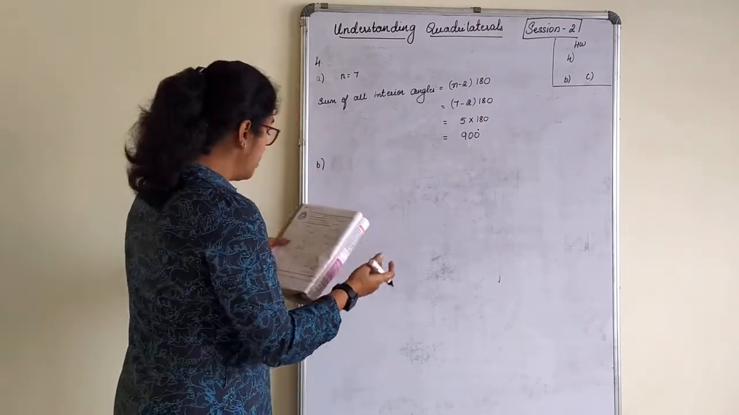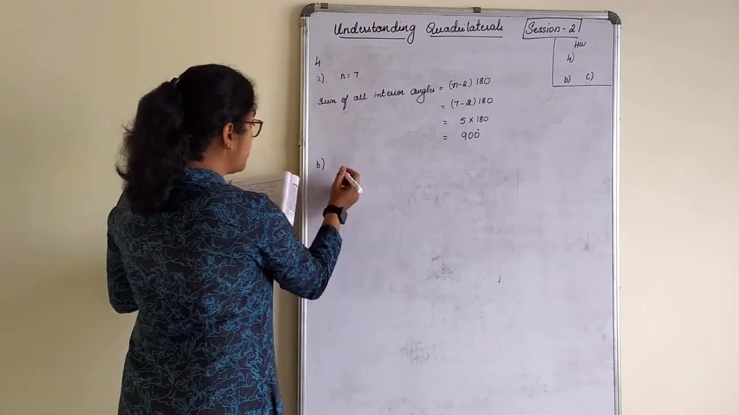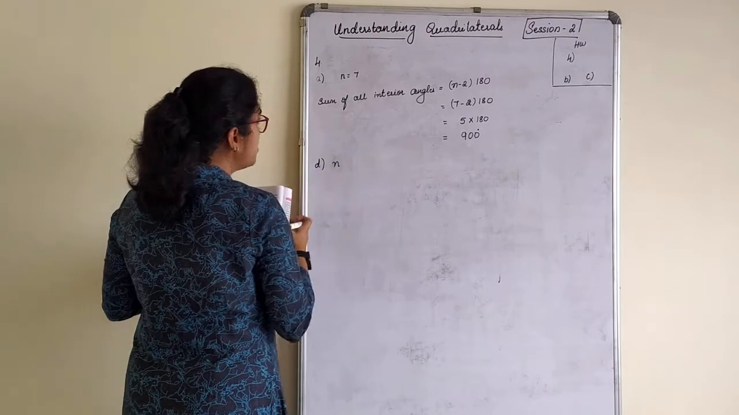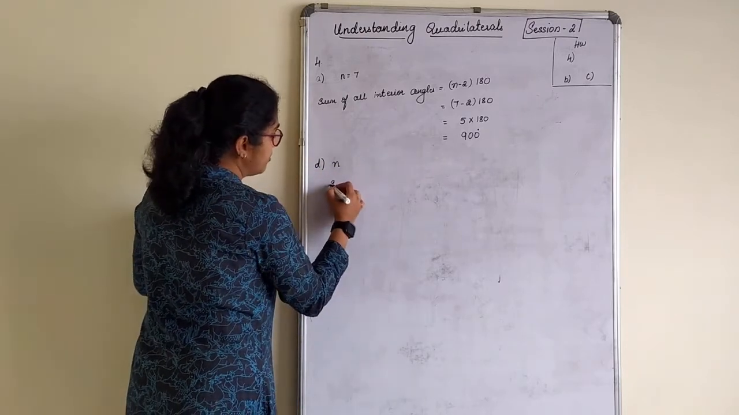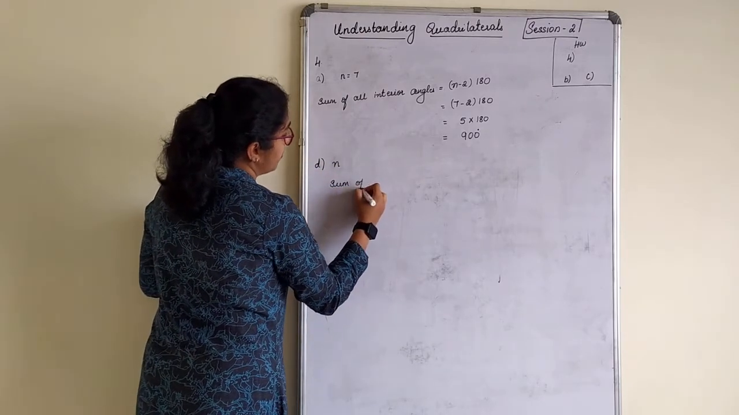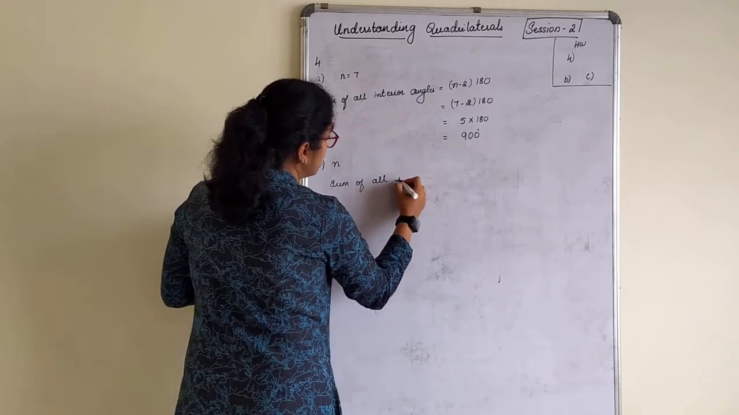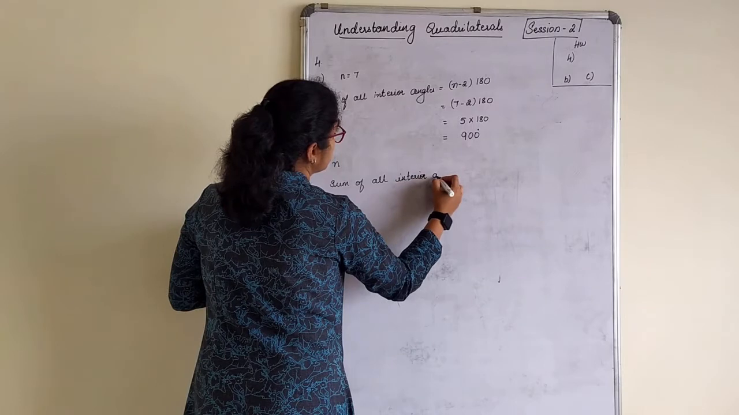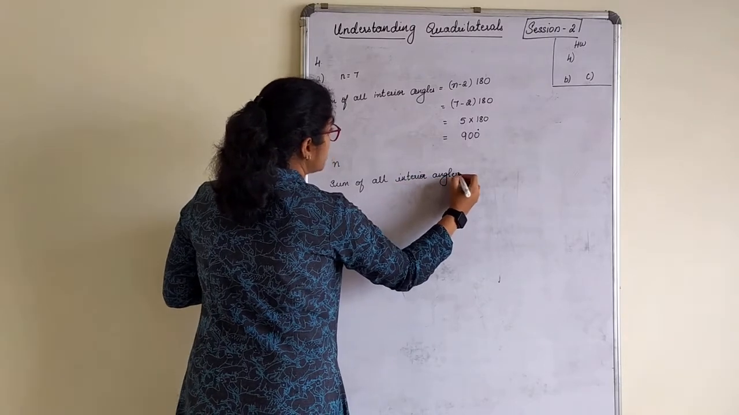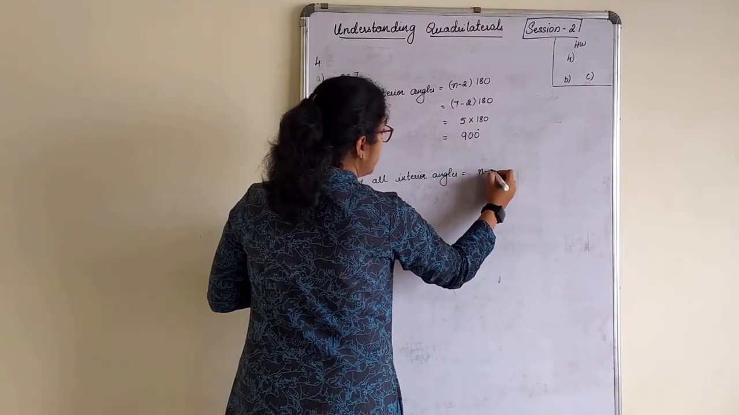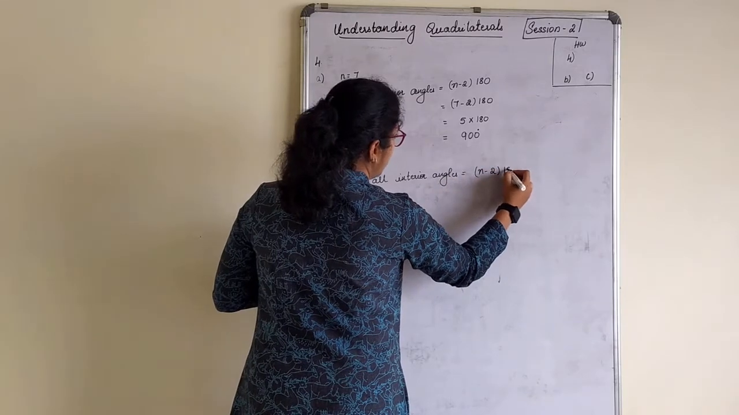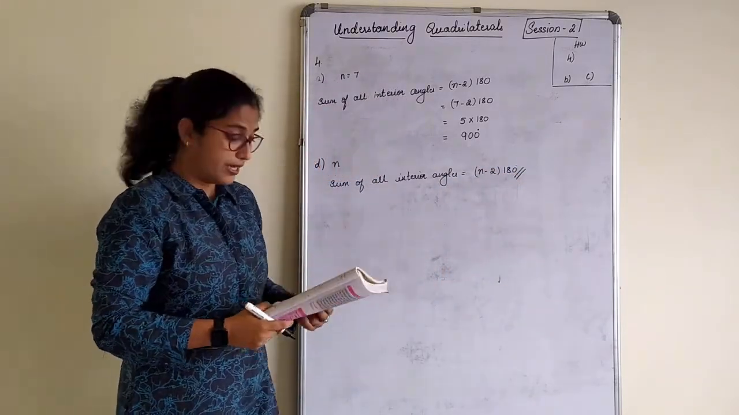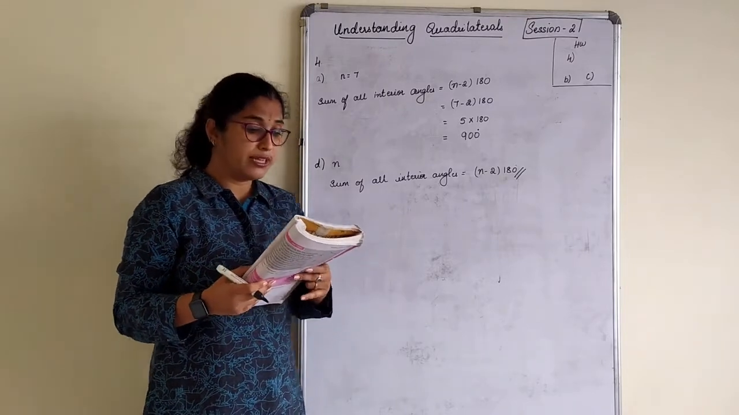The next one, okay, last we have it as part D, that is n sides, where n is n only. So how do you write this now? Sum of all interior angles is equal to (n minus 2) into 180, where n is n only. That's all, that is your answer. Okay. We'll quickly move to the next one.